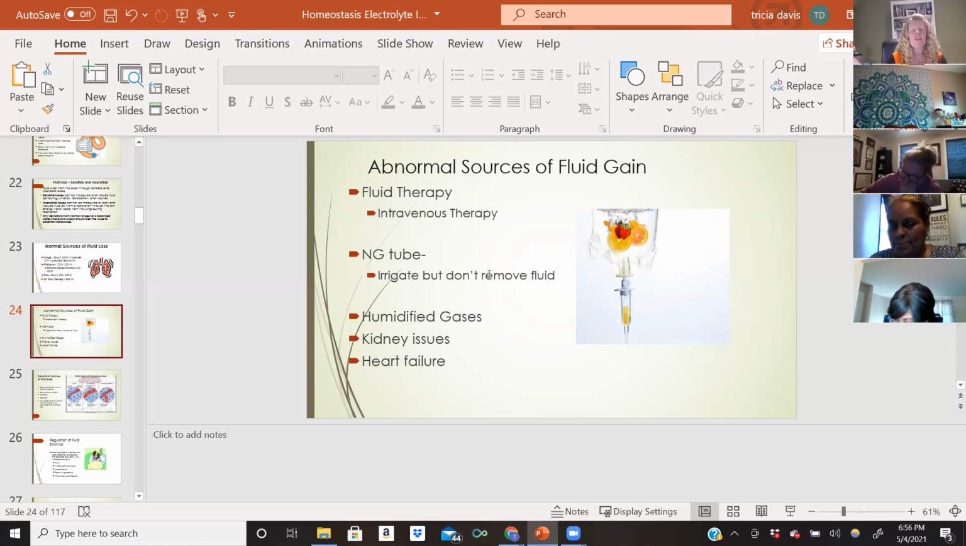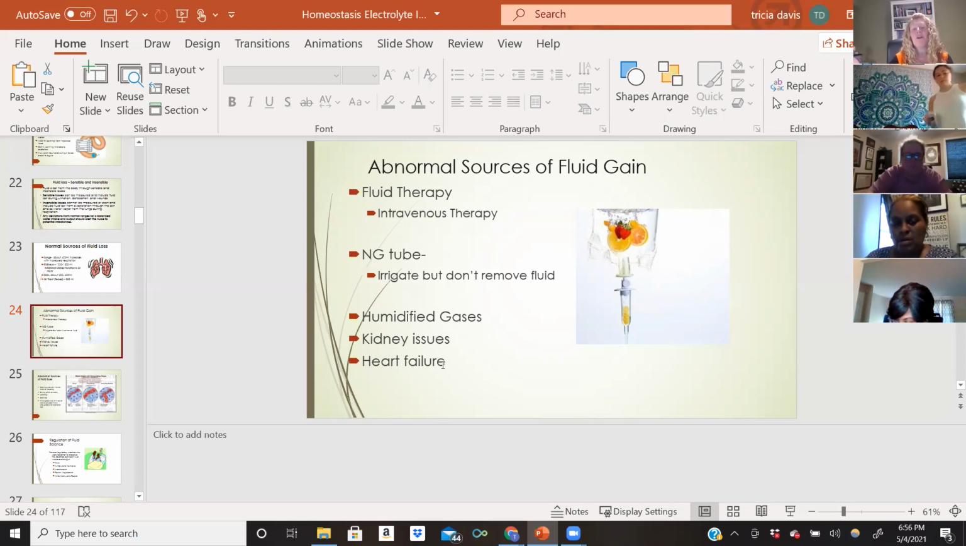NG tubes. If you have a tube that's not working properly and the fluid's building up, that can be an issue. Different humidified gases, kidney issues. So if we're taking fluid in, but we have kidney issues and they can't properly filter all the metabolic stuff and all the water out, then that fluid's going to build up, okay?